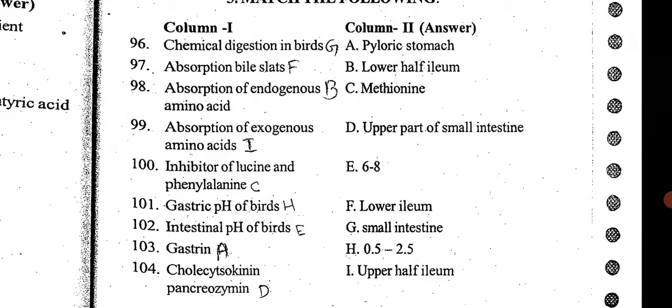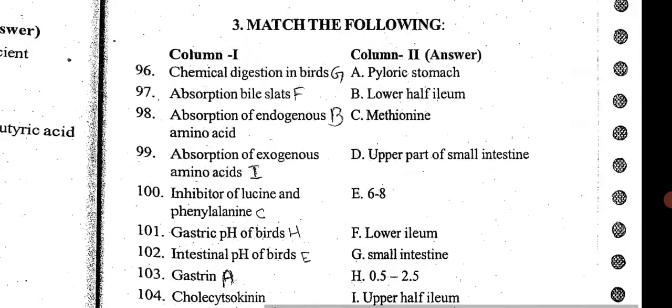The lower part of the small intestine, the ileum, can further be divided into the upper ileum, the first half, and the lower ileum, the last half. The first half of the ileum is responsible for absorption of exogenous amino acids, and the lower part of the ileum is responsible for the absorption of endogenous amino acids and bile salts.